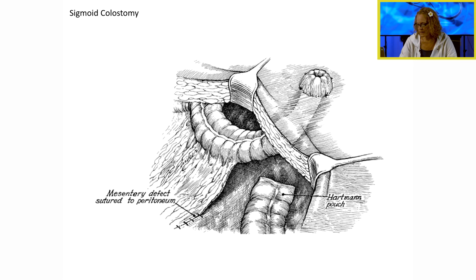So here we can see another kind of image where now we can see the large bowel coming up through and terminating on the outside of the body, the colostomy, and we can see the other part of the large bowel, the Hartmann's pouch, which has been left inside.